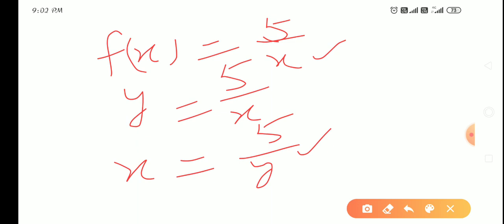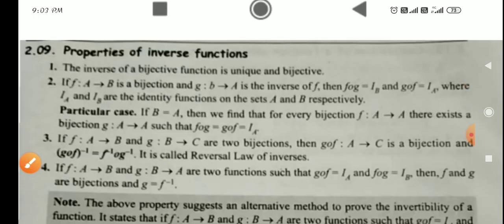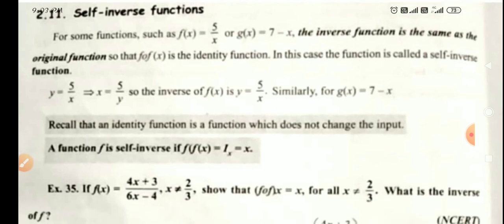When you are finding the inverse of an invertible function fx, this is the method. I will tell you once again: you make x the subject, so 5 upon y, and you can see these functions are the same, 5 upon x and 5 upon y. Such types of functions, fx equals 5 upon x, or gx equals 7 minus x, are examples of self inverse functions. One more example I will take. Here y equals 5 upon x, x equals 5 upon y.